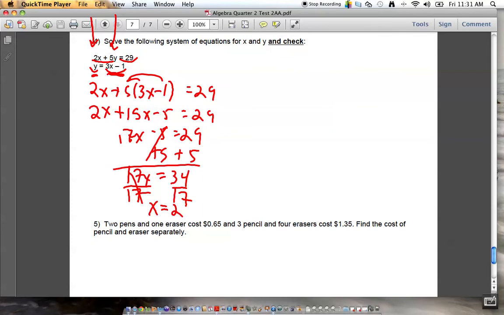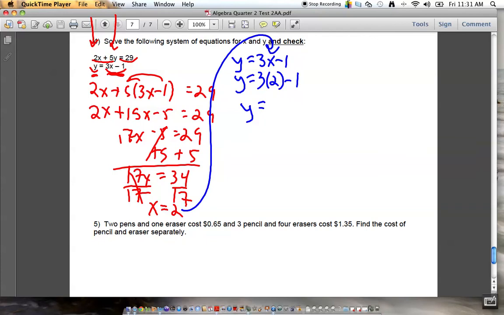Now we have to go back and we need to get the y value. Y equals 3x minus 1. Y equals 3 times 2 minus 1. I'm just substituting the 2 in for x like I did on the previous problem. Y equals 6 minus 1. Y equals 5.